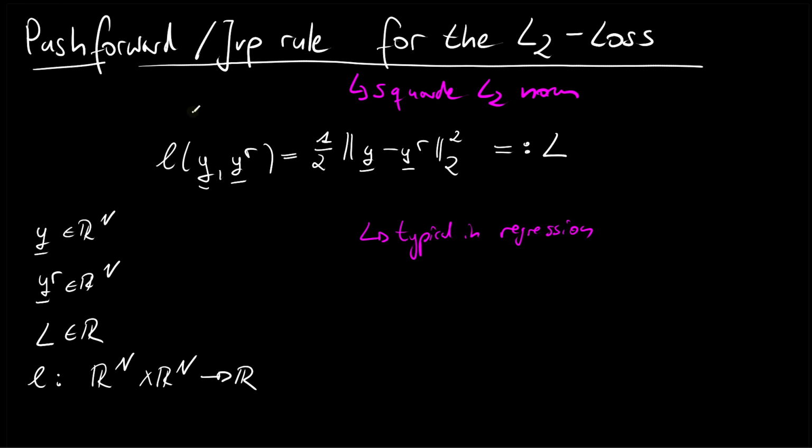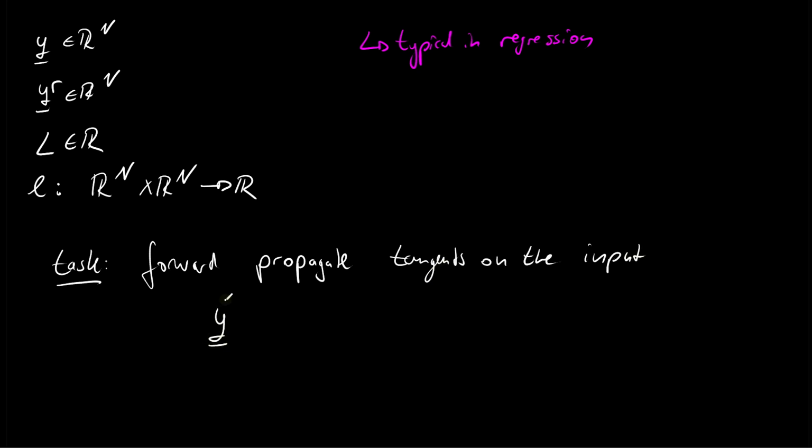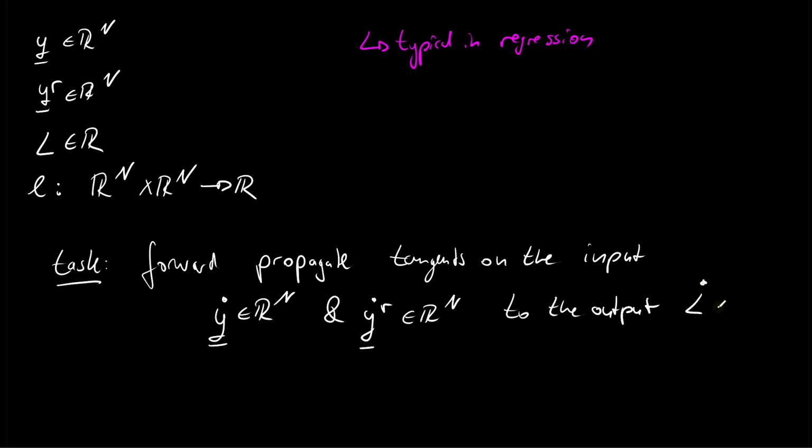Here it's more our task to propagate tangent information. More precisely, we want to forward propagate tangents on the input, and there you read that we have a vector y with a dot on top, which is our tangent on the guess solution. It is another n-dimensional vector, as well as y dot R on the reference, which is also another n-dimensional vector, and we are asked to propagate this to the output, and then we will get an L dot, which will be another real valued number.